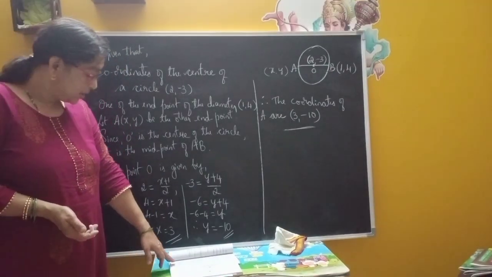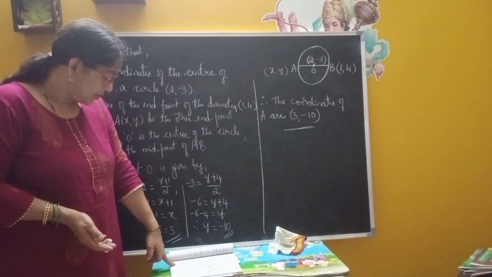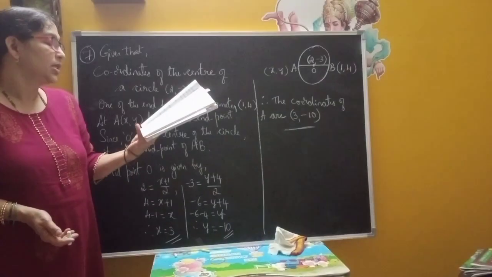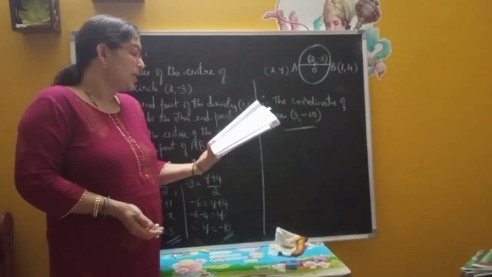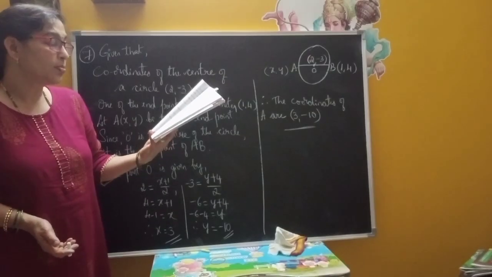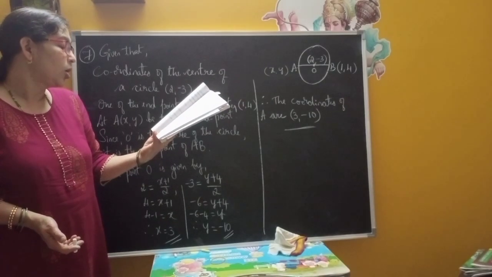Now let us go with the last problem in this exercise, that is the 10th problem. Find the area of a rhombus if its vertices are (3, 0), (4, 5), (-1, 4) and (-2, -1) taken in order. And here there is a hint.